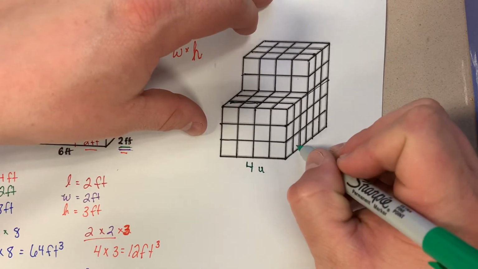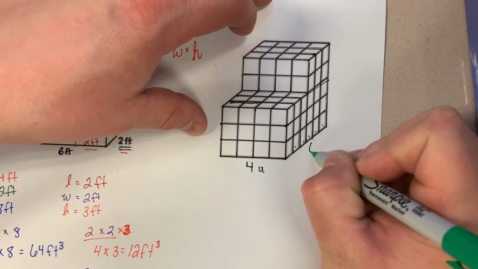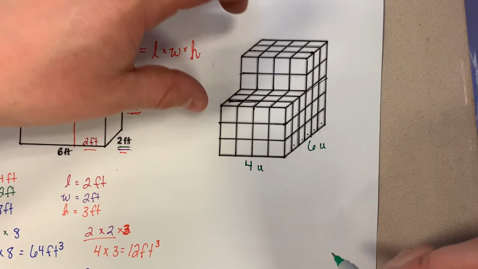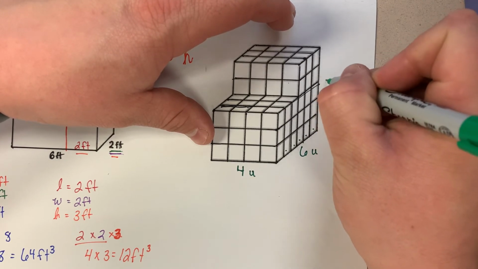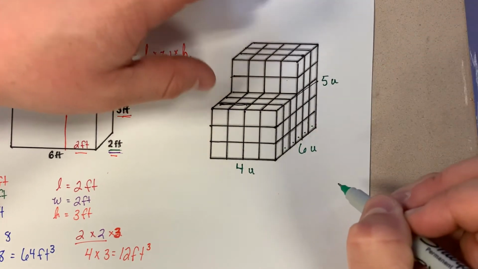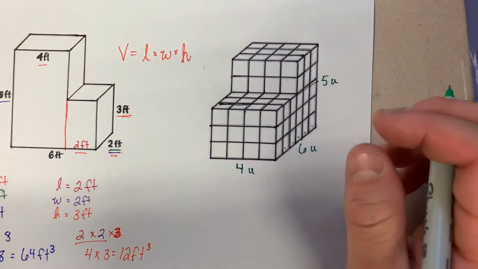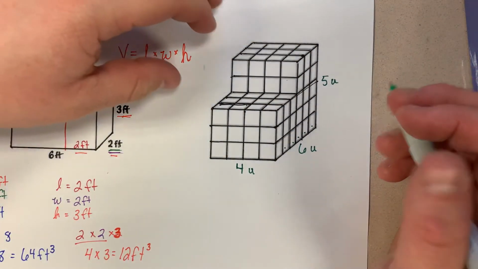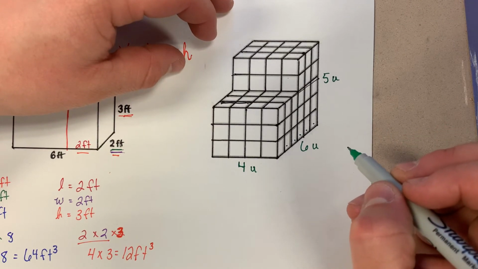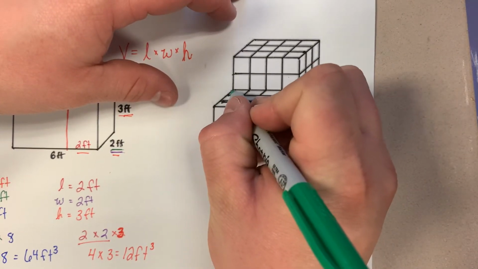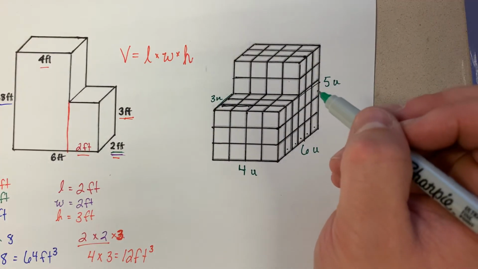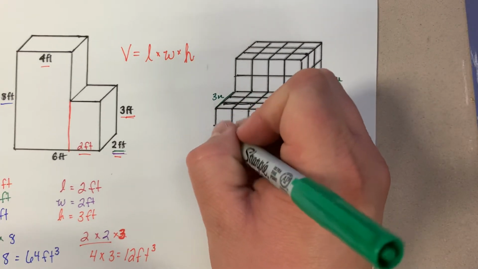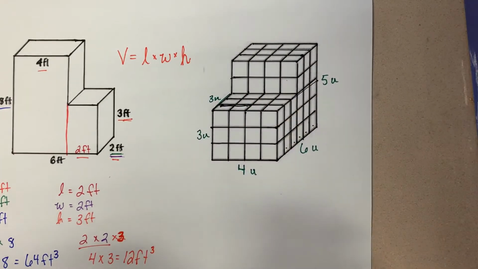I've got 1, 2, 3, 4, 5, 6 units going across for my width. At the very top of this, I've got 1, 2, 3, 4, 5 units going up. And the other thing that I would need to know is that this piece right here is 3 units. Okay. And this height here is 3 units. So now we can get to work.